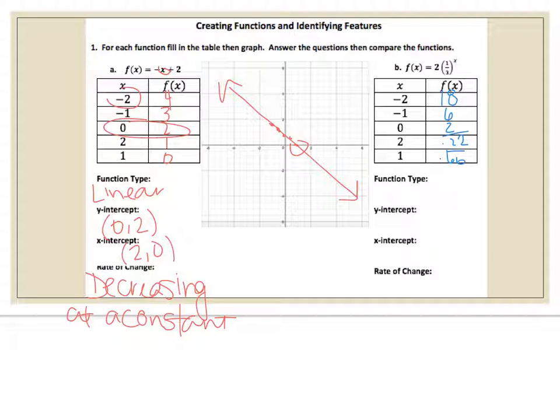So I'm going to go to -2 all the way up to 18, so that's going to be somewhere way up here. But then -1, 6; 0, 2; 1, 0.6, so that's going to be about halfway between 0 and 1; and then 2, 0.2, so it's going to be pretty close to 0. So this is that ramp shape. Our function type, there's an exponent of x, and it makes a ramp, so that's exponential.